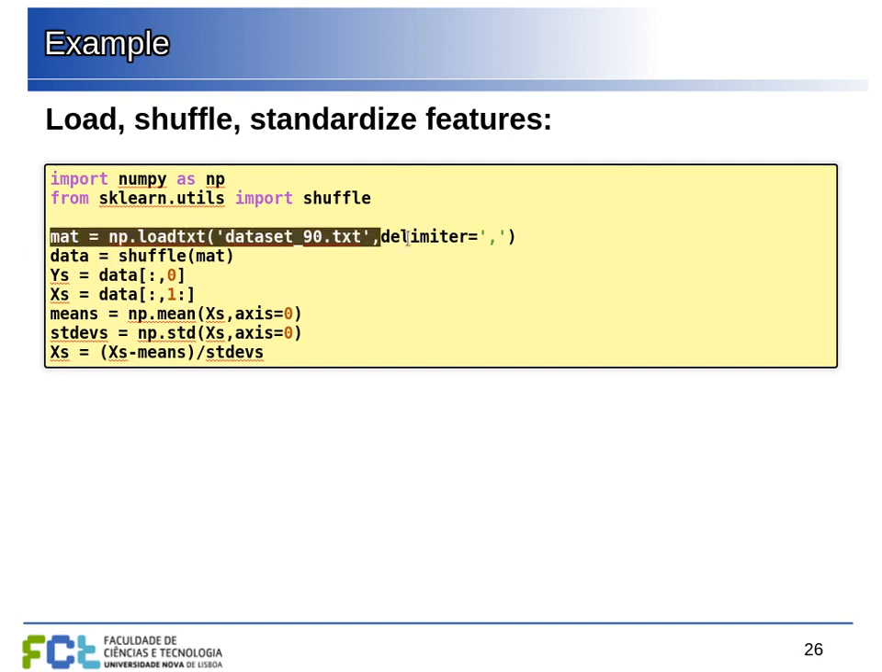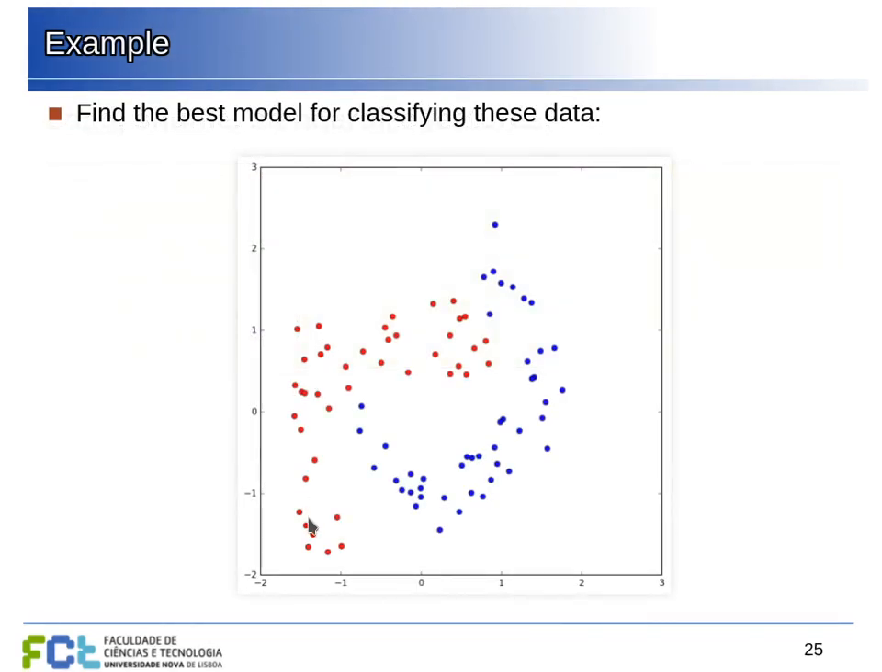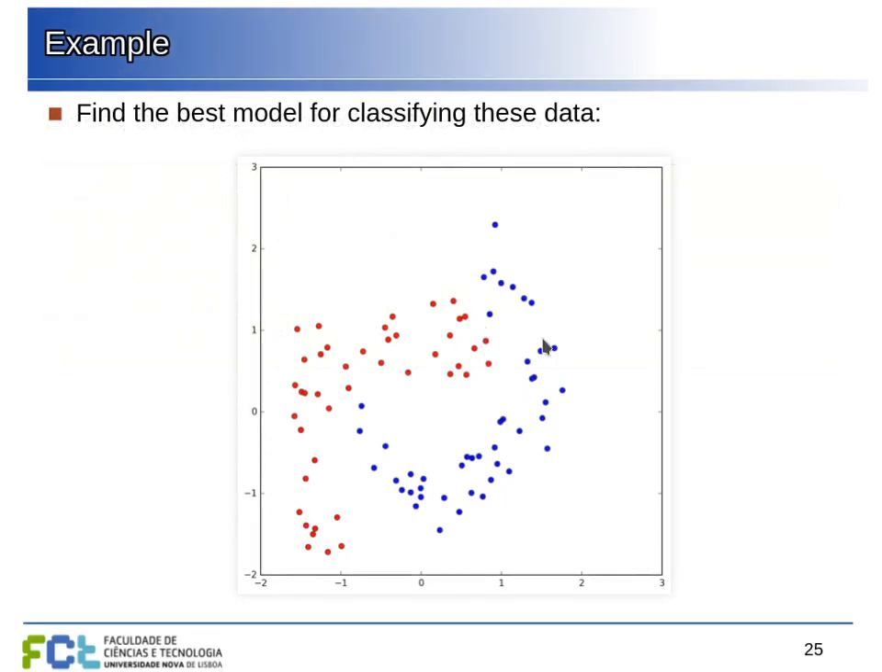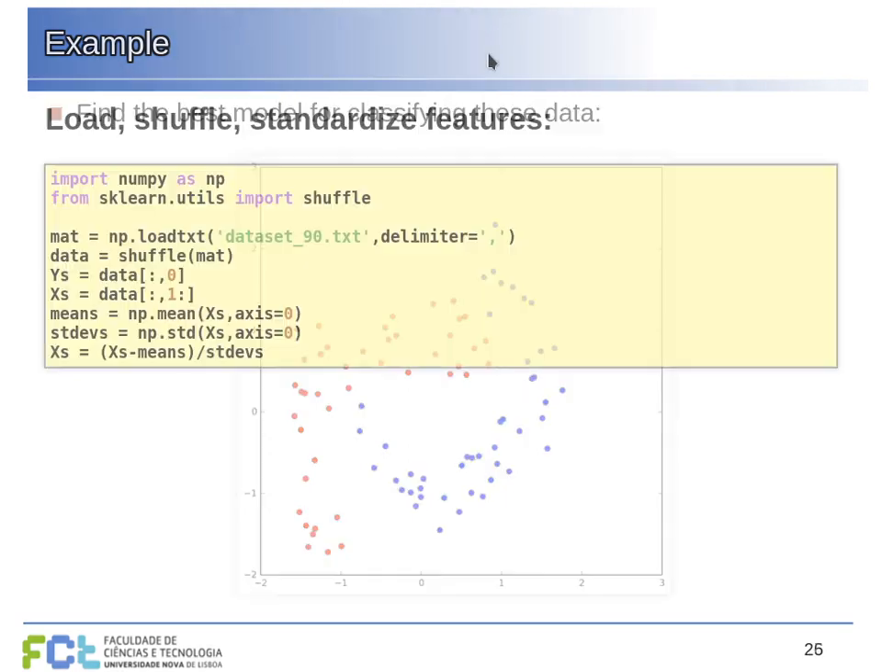So basically, we load the data from this file. It just has the X and Y coordinates on the first two columns, and then a 0, 1 label on the last column indicating the class of the points. And now we're going to separate this. The first column has the 0, 1 label, and the last two columns have the coordinates.